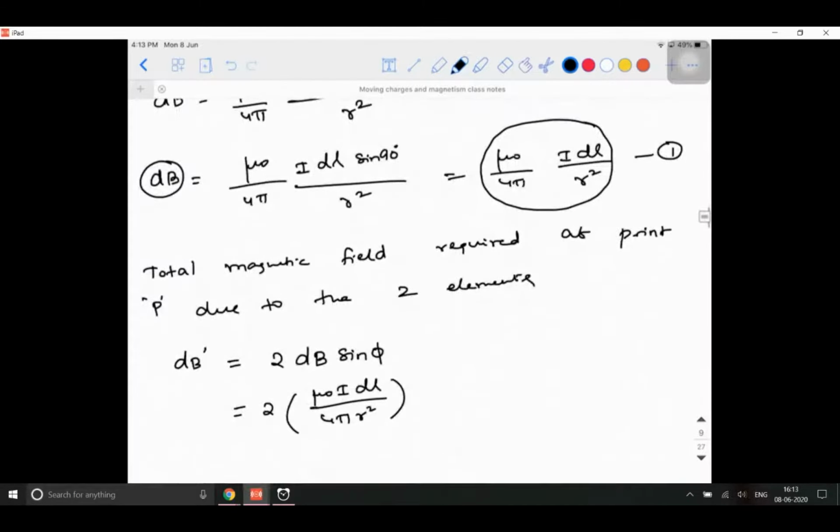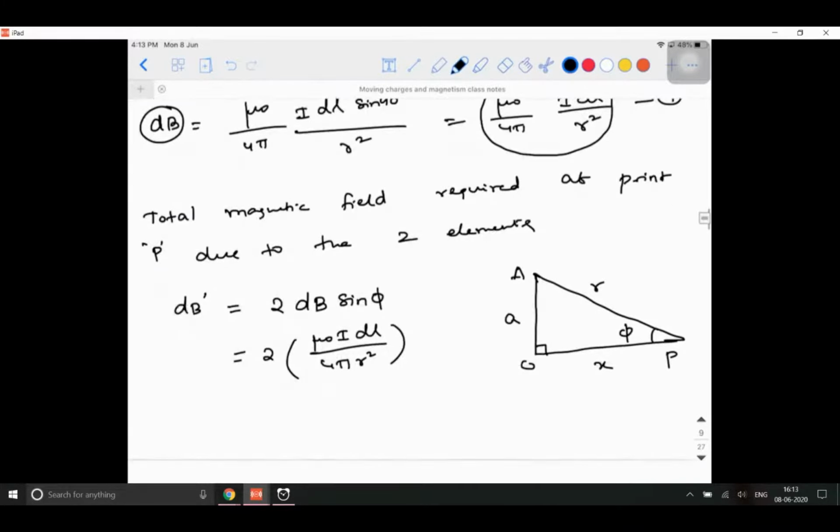Right. If that is the case, if I take the triangle AOP, I'm drawing a free body diagram of it. Observe, A, O, and P. Angle O is 90 degrees. This angle is phi. This is A, this is R, and this is X. Now, if I ask you what is sine phi from basic trigonometry, what are you going to say? A by R. That's easy, right?